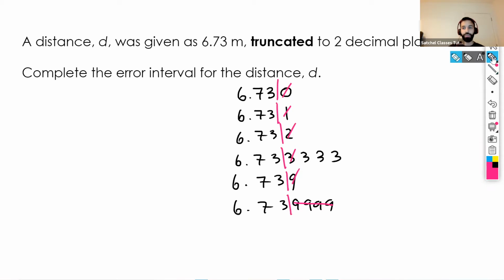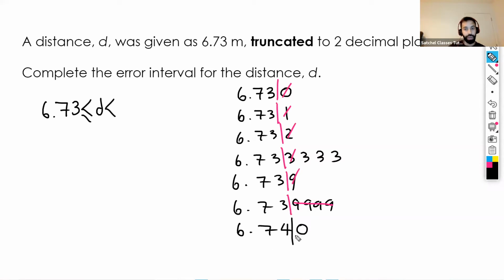Now, the smallest possible value that truncates to 6.73 is 6.730. So our lower bound is 6.73, which is less than or equal to the distance. And our upper bound, well, the next number that would truncate to the next value, 6.74, would in fact be 6.740, as this number truncated to 2 decimal places would give 6.74. Therefore, our upper bound is 6.74.